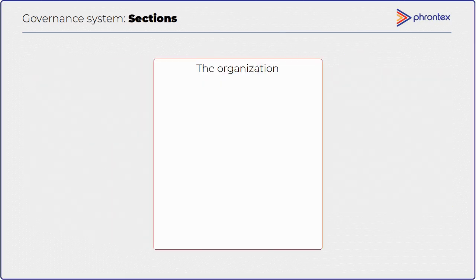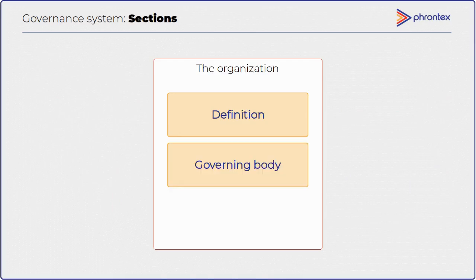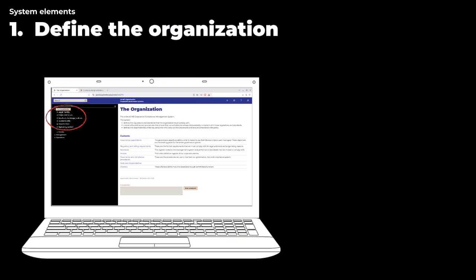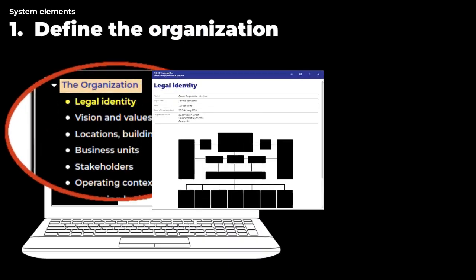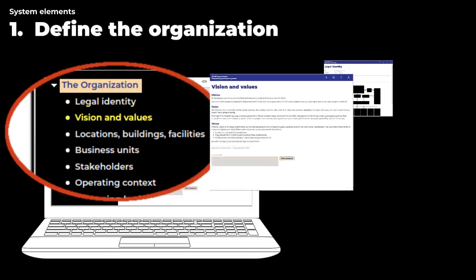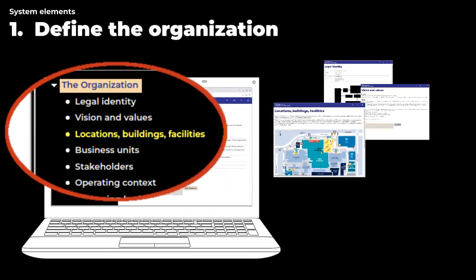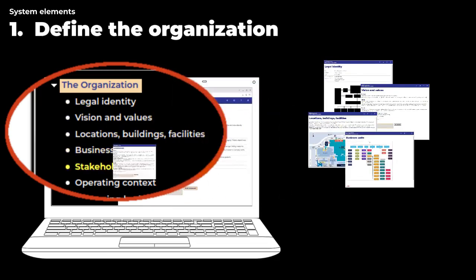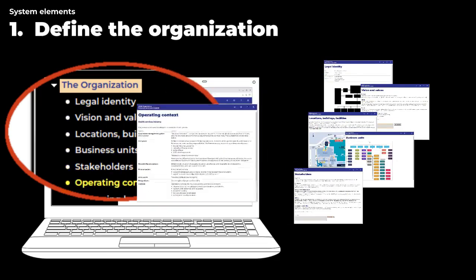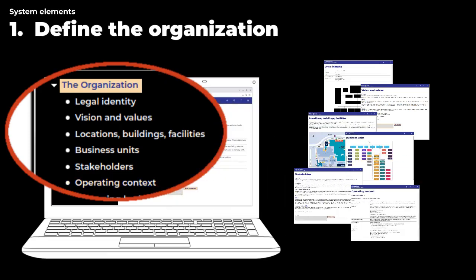Section 1 has three elements: the definition of the organization itself, a formal description of the governing body, and the register of policies. In element 1, you define the organization. This is the foundation of your governance system. It establishes the scope and context of your legal and ISO compliance obligations, and as a practical matter, it defines terminology that will be used throughout your documentation, such as the names of your divisions and business units.